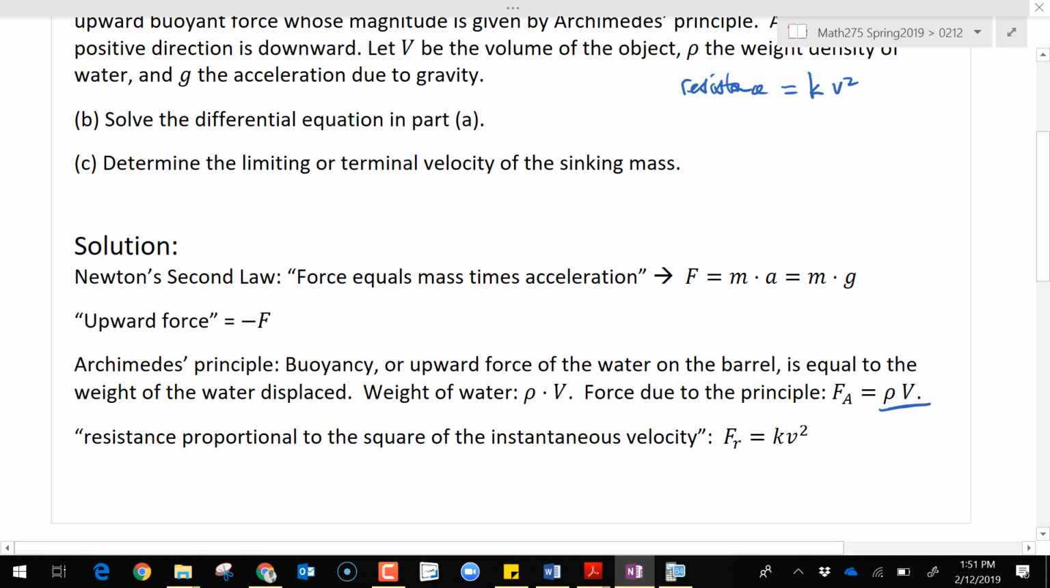So Archimedes Principle: the buoyancy or upward force of the water on the barrel is equal to the weight of the water displaced, and the weight of the water is the density times the volume. We're talking about pounds and feet. The force due to the principle is going to be Fa equal to rho times V, the density times the volume. Resistance is another force, it looks like. So the force due to resistance is k times v squared. Oh, we got that part, the resistance. And so now we have to put all these forces together.